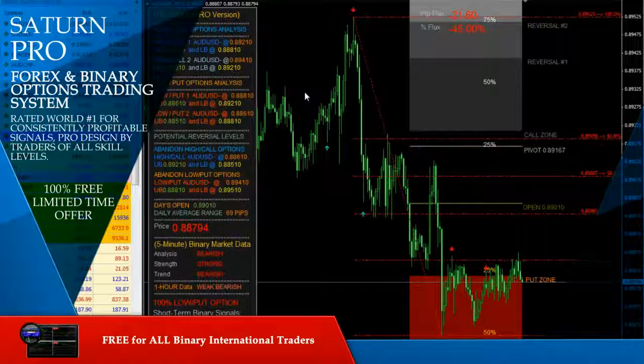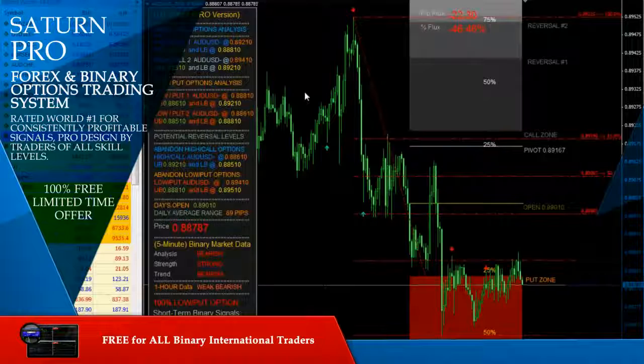It's completely and utterly free for binary international traders. You can use it on all forex pairs and use negative and positive correlations with, say, commodities to execute trades on commodities on the one touch, no touch, as well as high-low time frame options.